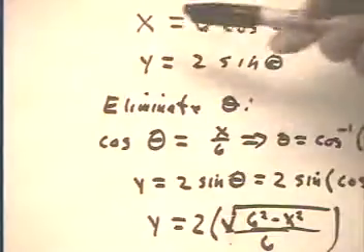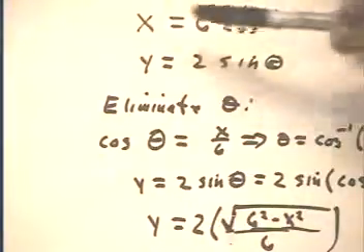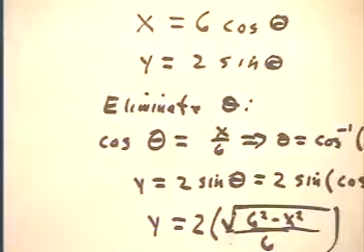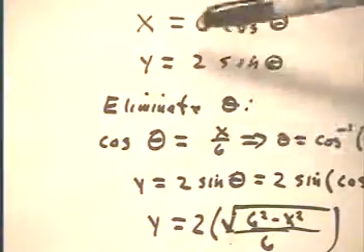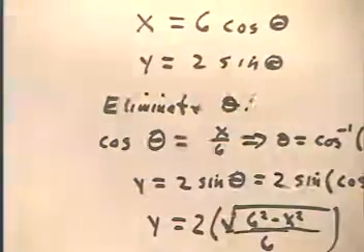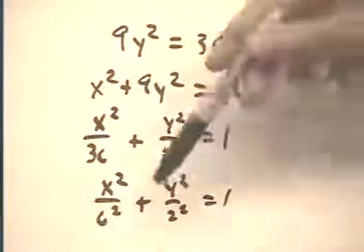Let's go back to the original equation. We've got x equals 6 cosine theta, y equals 2 sine theta. Obviously, from the way we looked at ellipses before and the parametric equations for an ellipse, this is an ellipse with a semi-major axis of 6 and a semi-minor axis of 2. And of course that's exactly what we get down here.